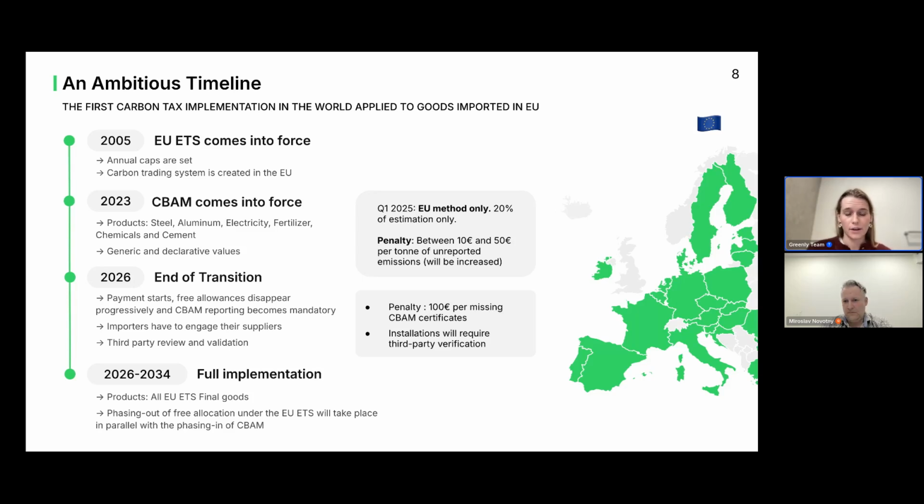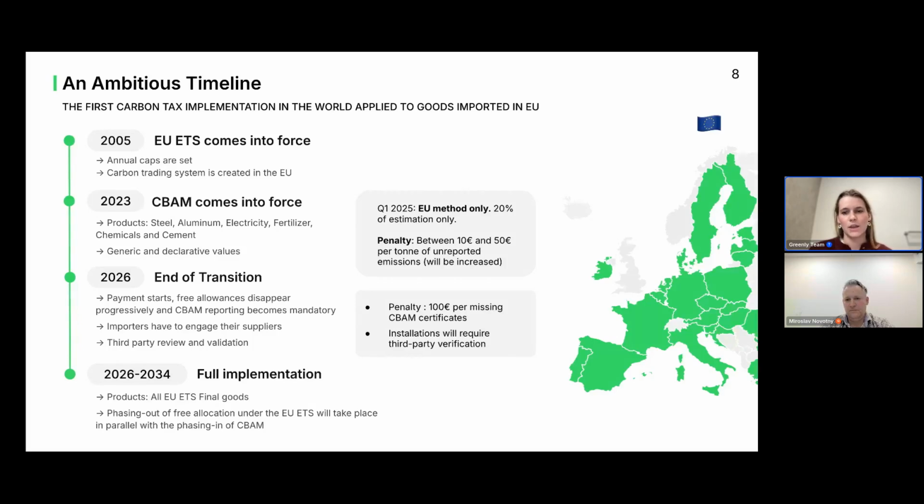Key milestone ahead: Q1 2025 is really an important moment in the CBAM implementation timeline, because CBAM reporting becomes stricter. It now requires using the EU-specific methods, limiting estimations to 20% of declared values. We'll see a bit later how we can get there, and what's happening if your supplier is giving you estimations. So all those concerns, we're going to be tackling them in this webinar.